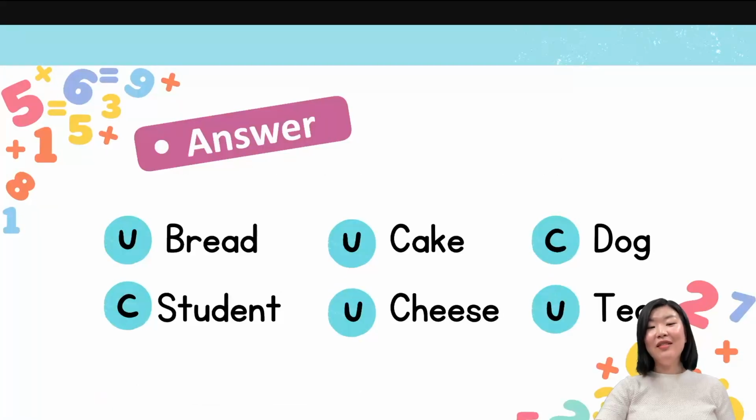The answer is: bread is uncountable. Student is countable. Cake is uncountable. Cheese is uncountable. Dog is countable. And tea is uncountable. But do you see that bread, cake, cheese, tea, which are uncountable, can be in different shapes? So bread can be cut into different pieces, or it could be in a different form, just like cake and cheese as well. And tea is a liquid, so you cannot count it.